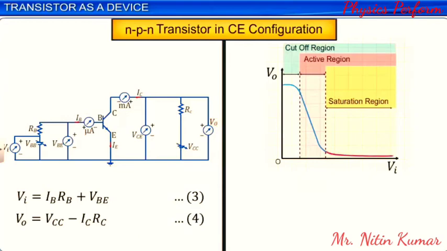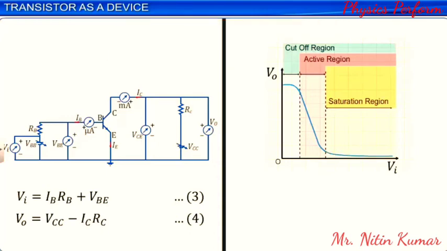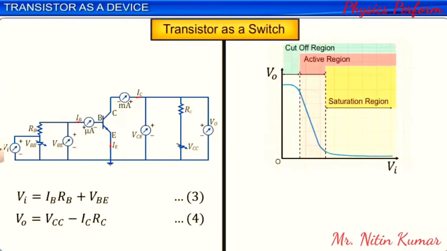When the input voltage VI is low, the transistor is in the cutoff region. In the cutoff region, the collector current IC is 0 and it is not conducting. Then it is said to be switched off.